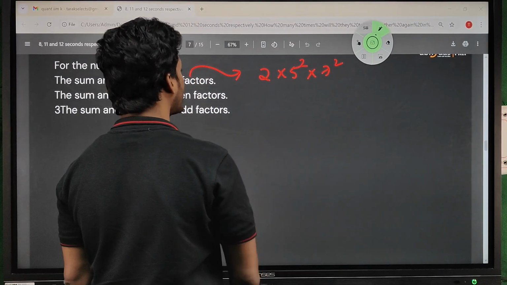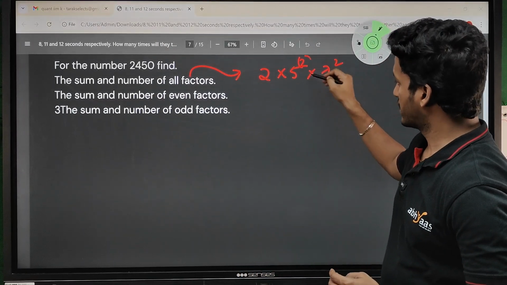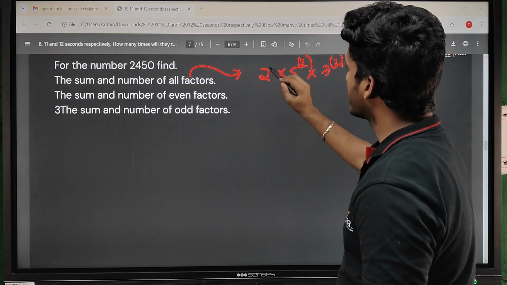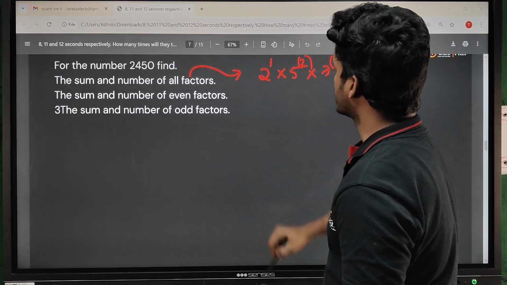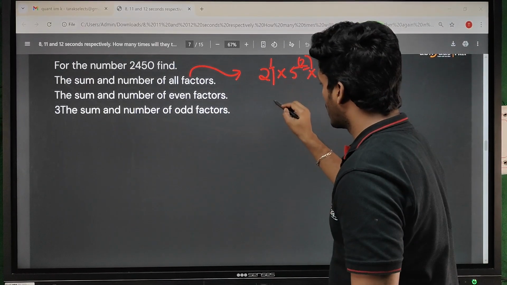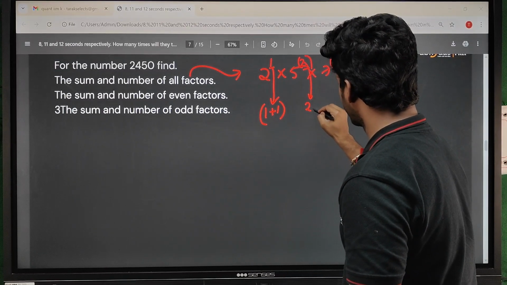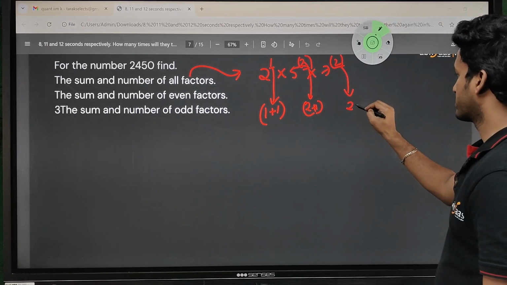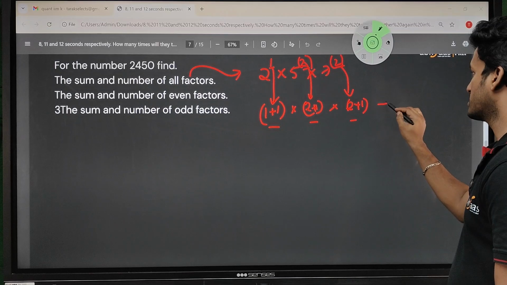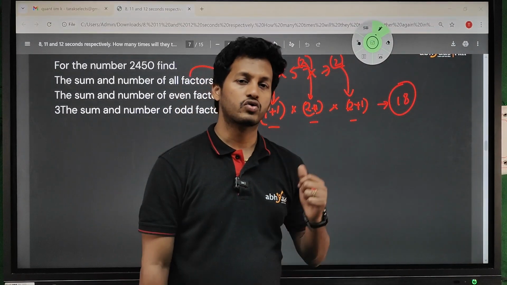Now how many factors are there in this? Can I say 3? No, because you are saying, sir, there are other exponents also. So can I say 5? Even that is a wrong option. So how to find the number of factors here? See the exponents here. Exponents are 1, 2 and 2 for the given prime numbers. Now I will add 1 to this exponent, again 1 to this exponent, again 1 to this exponent. Let's multiply them. So it's 2 into 3 into 3. How much is it? 18. So there are a total of 18 factors available for 2450.